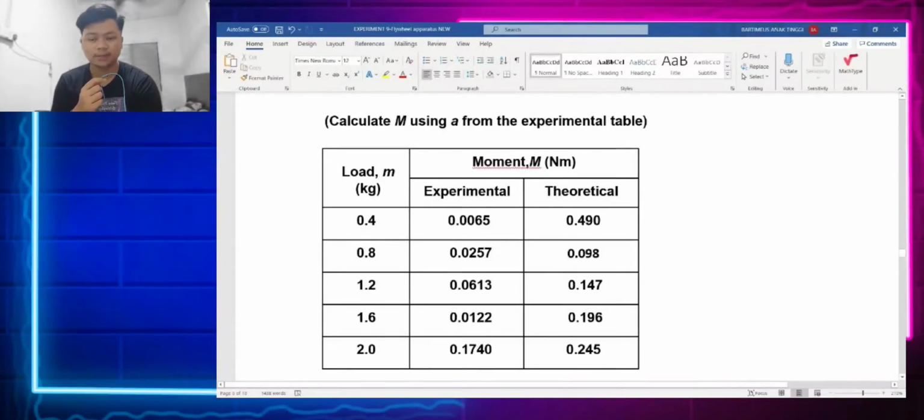So I will roughly explain. First of all, we need to find the inertia of the disk and the inertia of the axle, and then add the two inertias, the inertia from the disk and the axle, and we can get I total, which is the total value of inertia. And after we get the value, we can proceed to find the theoretical value of the moment.